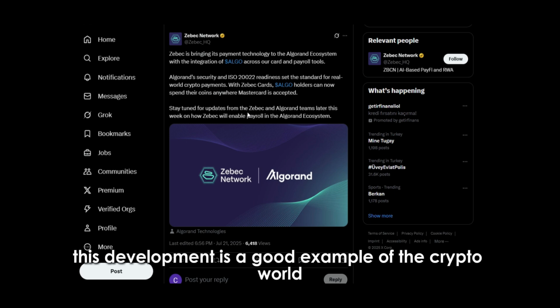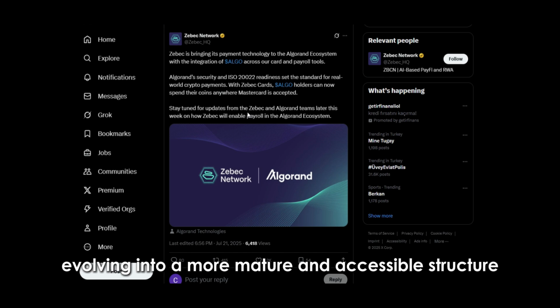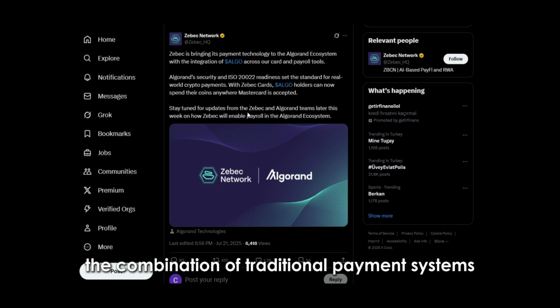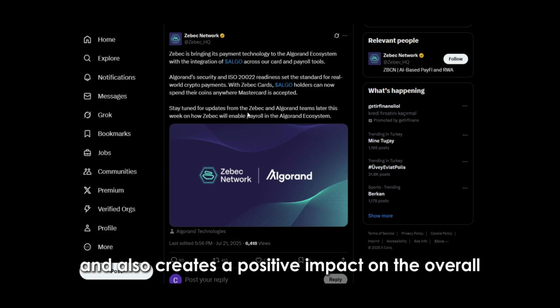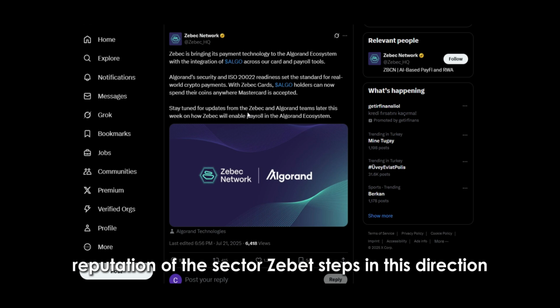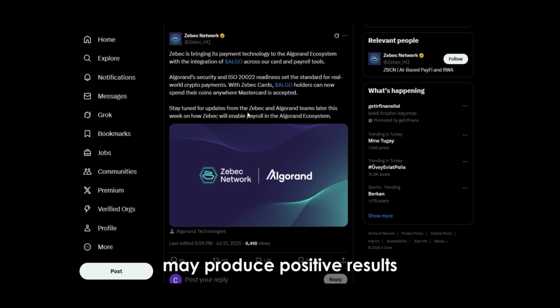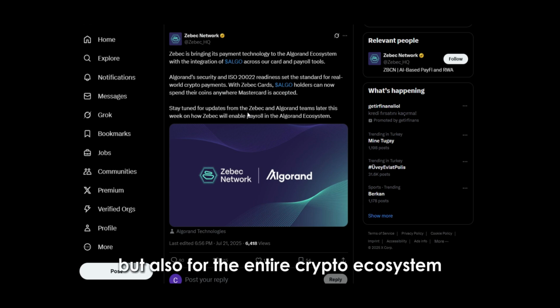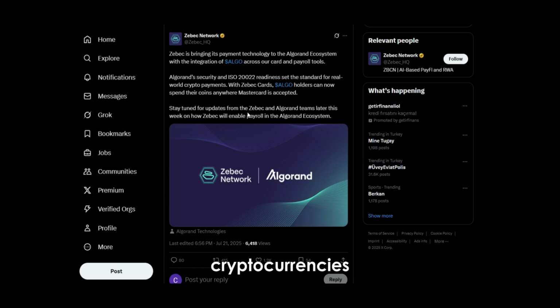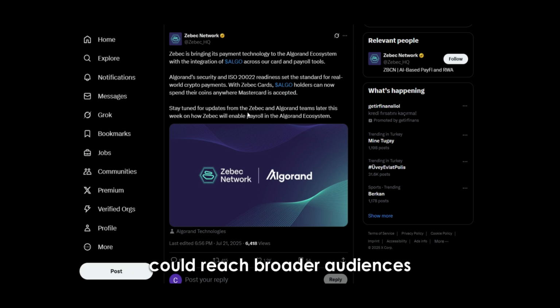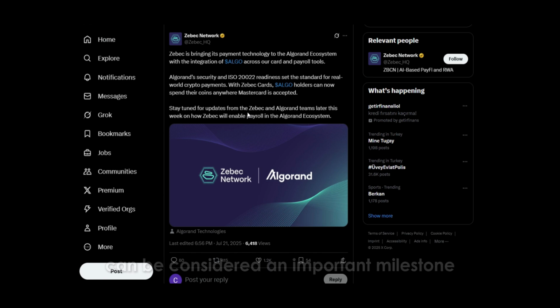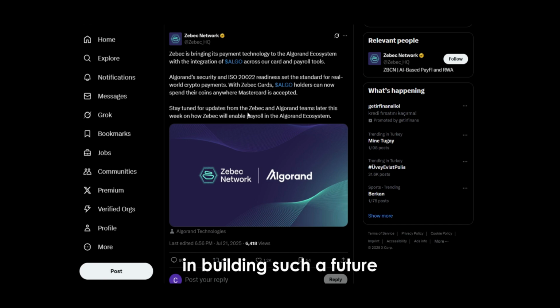In summary, this development is a good example of the crypto world evolving into a more mature and accessible structure. The combination of traditional payment systems with crypto technology provides great convenience to users and also creates a positive impact on the overall reputation of the sector. Zebec's steps in this direction may produce positive results not only for its own growth, but also for the entire crypto ecosystem. The success of this integration could serve as a guide for other projects. If such integrations become widespread, cryptocurrencies could become much more common in daily life, and the advantages offered by decentralized finance could reach broader audiences.